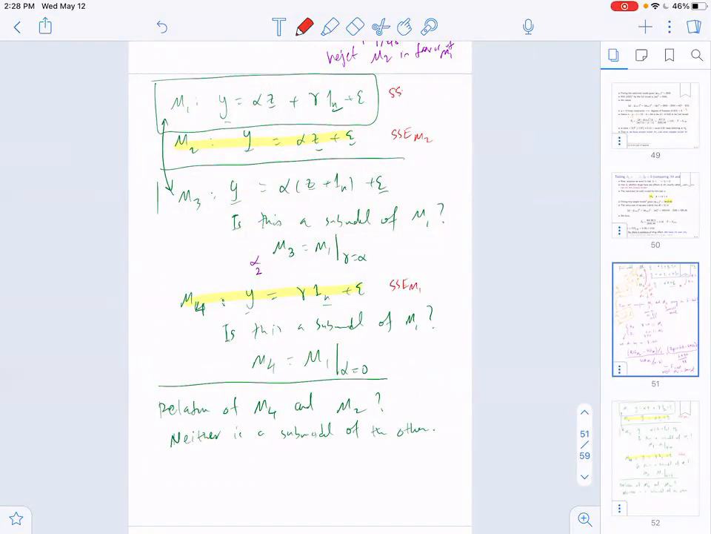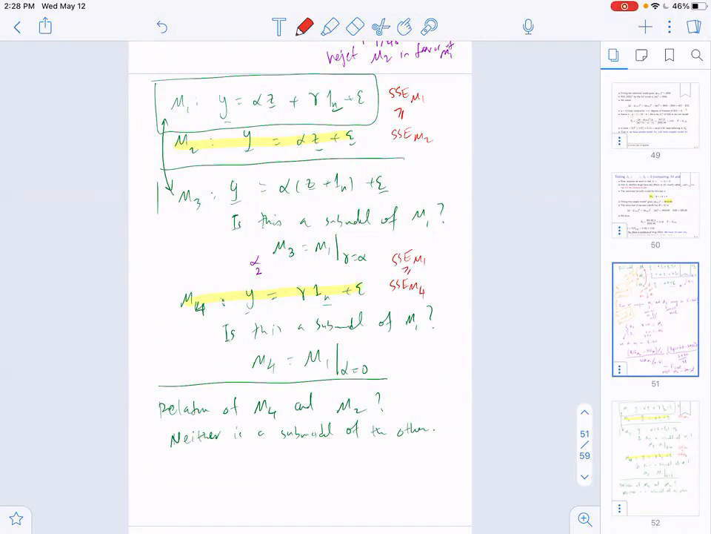Whereas when I compare the SSEs of the submodels, I can always say this is bigger than or equal to. Sorry, the other way around. So the submodel always has a bigger SSE. So SSE of M1 is going to be less than or equal to SSE of M2. Similarly, SSE of M1 is again less than or equal to the SSE of M4.